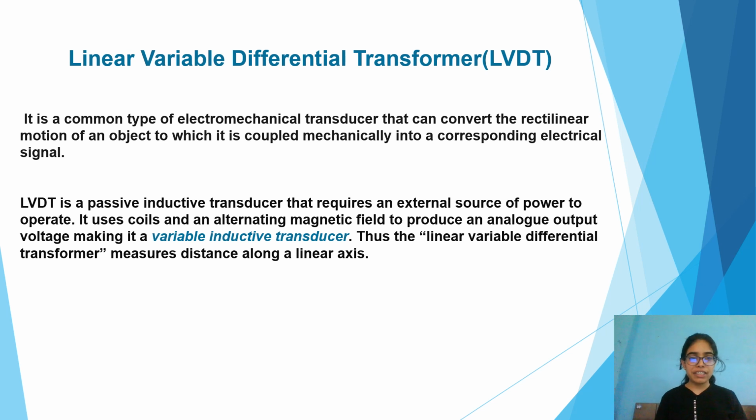So now, LVDT, linear variable differential transformer, is an example of an inductive transducer. LVDT is the most widely used inductive transducer, which converts linear motion into electrical signals. LVDT is a passive inductive transducer that requires an external source of power to operate. It uses coils and an alternating magnetic field to produce an analog output voltage, making it a variable inductive transducer. Thus, the linear variable differential transformer measures distance along a linear axis.